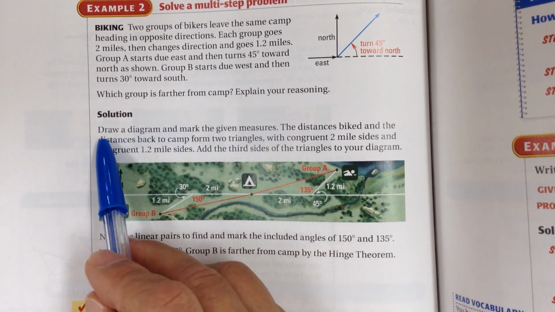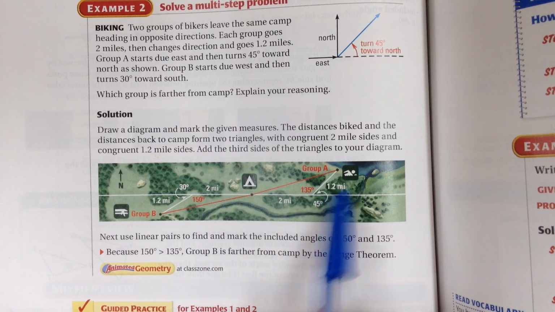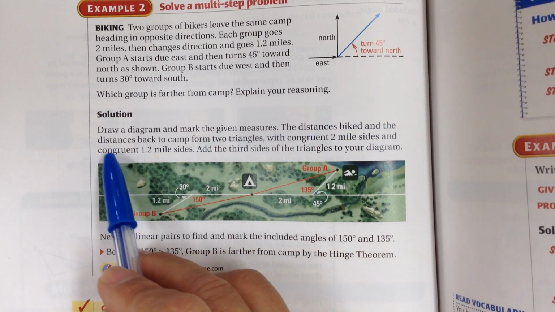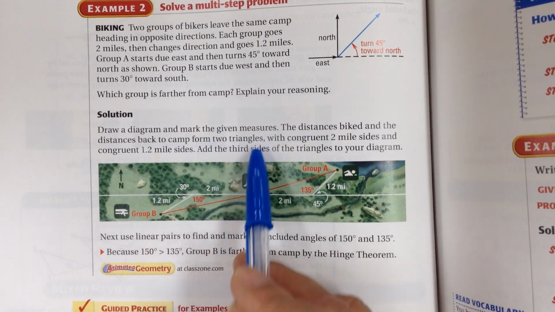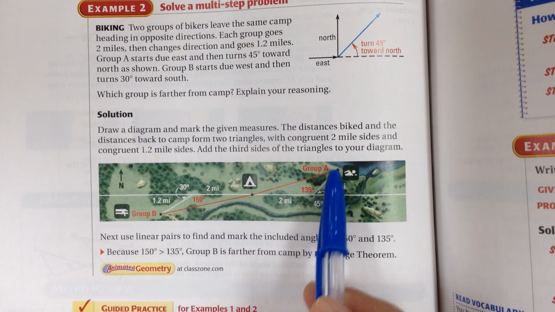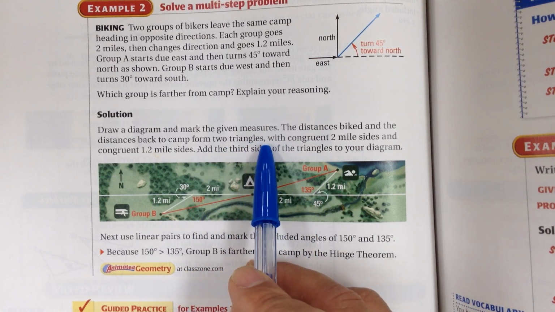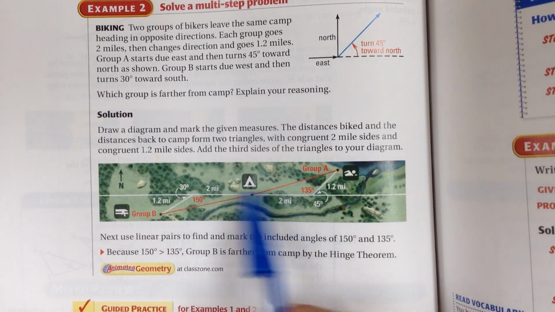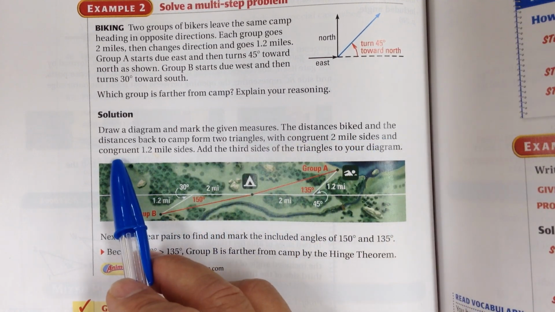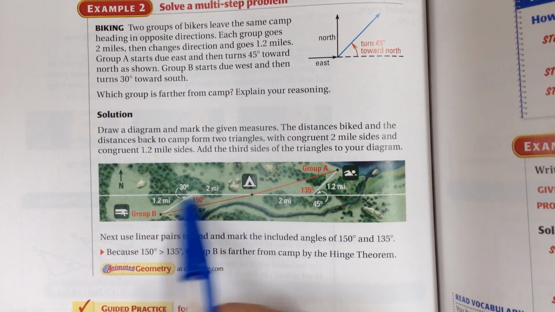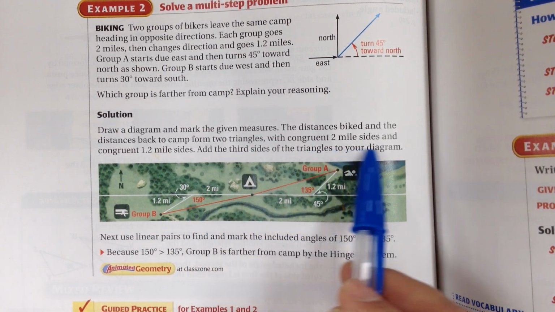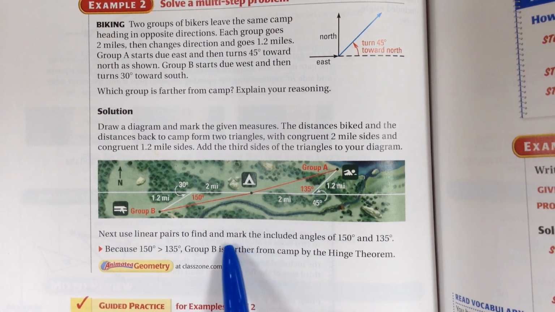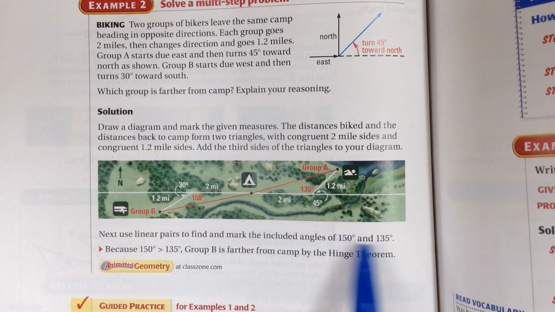Again, the solution: draw a diagram and mark the given measurements. The distance biked and the distance back to the camp form two triangles, so they bike and go back, right? With congruent 2 mile sides, so these two sides of 2 miles are congruent, and the congruent 1.2 mile sides. So these two sides are congruent. Add a third side of a triangle to your diagram. That's your picture. Next, use linear pair to find and mark the included angles of 150 and 135.